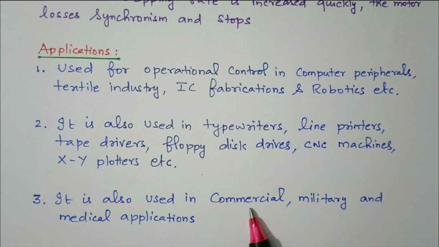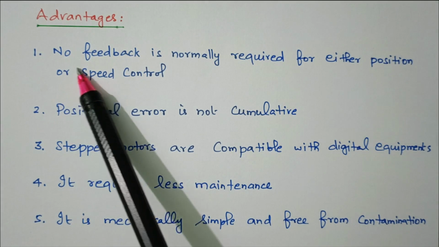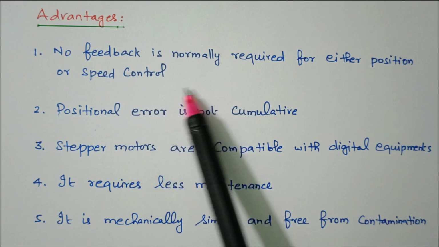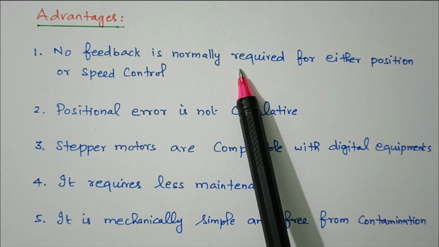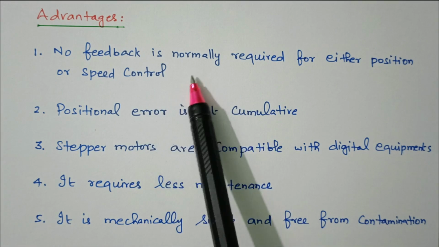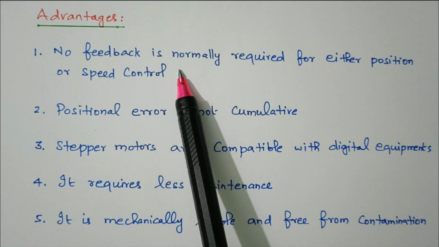It is also used in commercial, military and medical applications. Wherever we need step-by-step movement, we can use this stepper motor. Now we'll see the advantages. The first advantage is that no feedback is normally required for either position or speed control. We know that feedback is given in order to maintain constant speed. In normal applications, we continuously check the output speed, and if it is greater or lesser, the controller modifies the operation to maintain constant speed. But here feedback is not required.